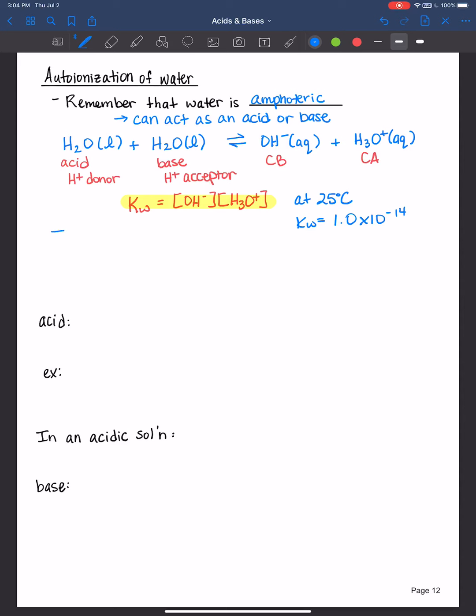In pure water, the concentration of the hydronium ions is equal to the concentration of the hydroxide ions. And therefore, if you wanted to know their concentrations in pure water, you would take the square root of the ionization constant at 25 degrees Celsius, and that would give you 1 times 10 to the negative 7th. And pH is equal to the negative log of the hydronium ions in solution. So that would be pH is equal to the negative log of 1 times 10 to the negative 7th, which would be 7 for pure water.